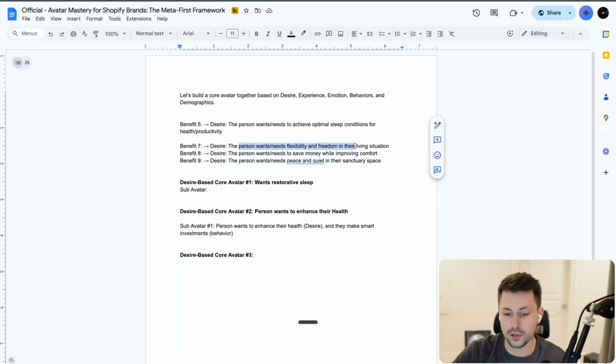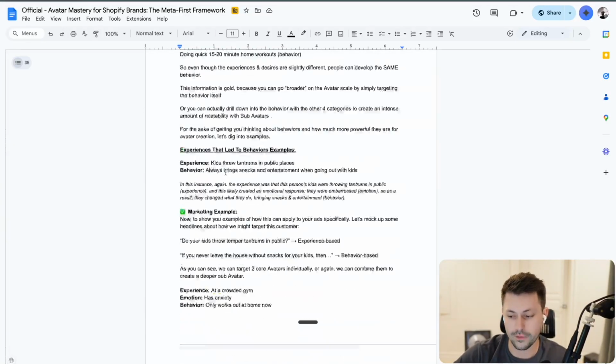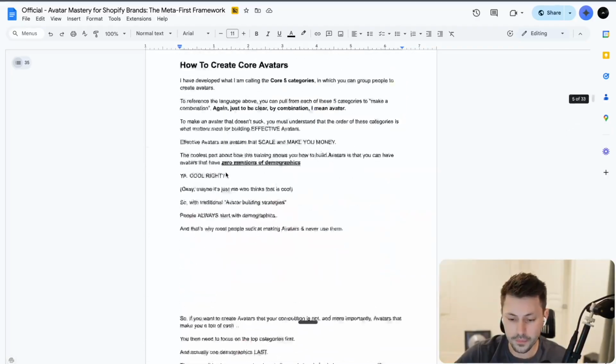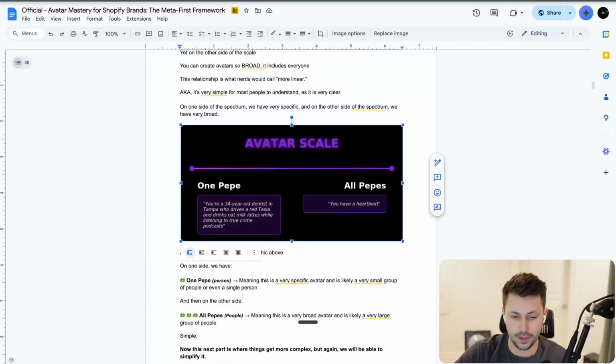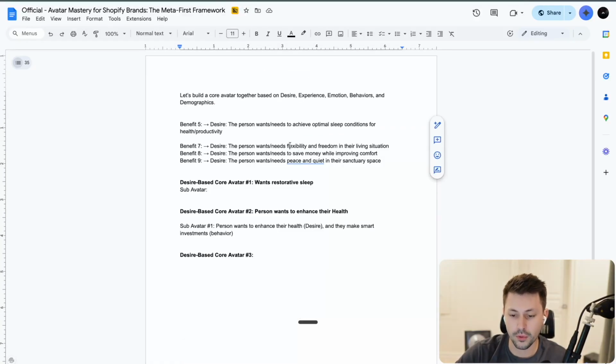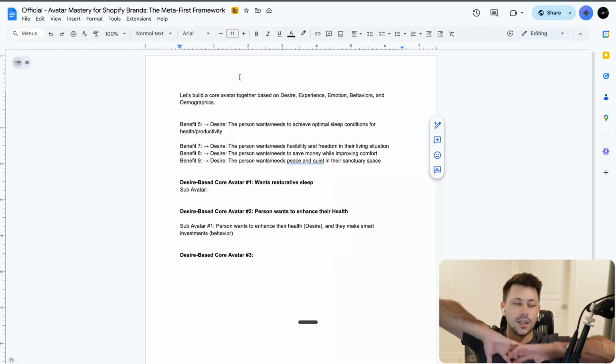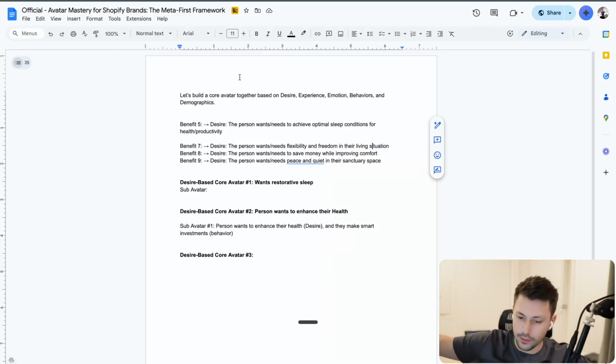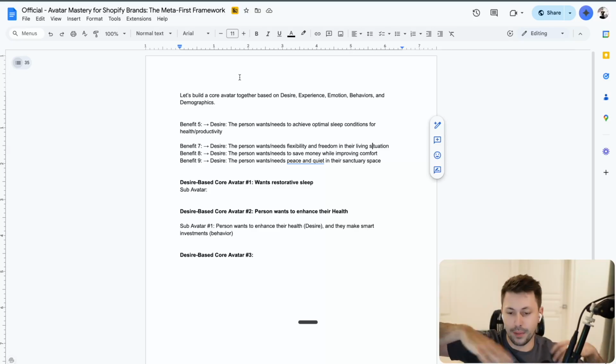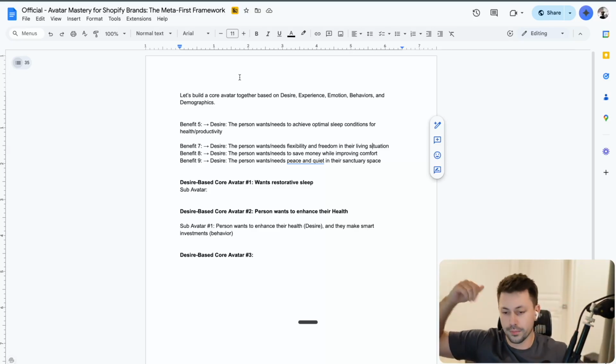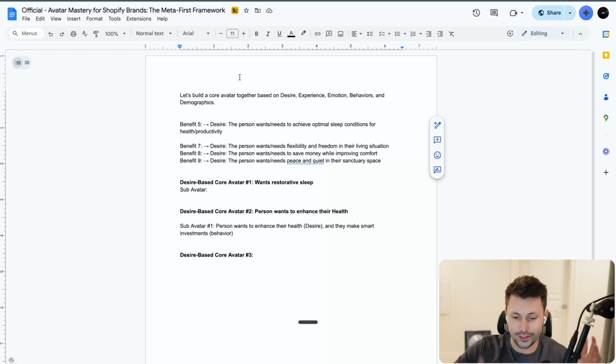So when I see person wants and needs flexibility and freedom in their living situation, that's very broad, right? Remember, if we go back to our avatar scale, which is way up here, and you're thinking about some of these desires that the AI is recommending, it's very, very broad. People who want freedom in their living situation. Now we're talking about all different kinds of stuff. You know what I'm saying? Maybe they want a couch that's comfier, or maybe they want a bigger patio.